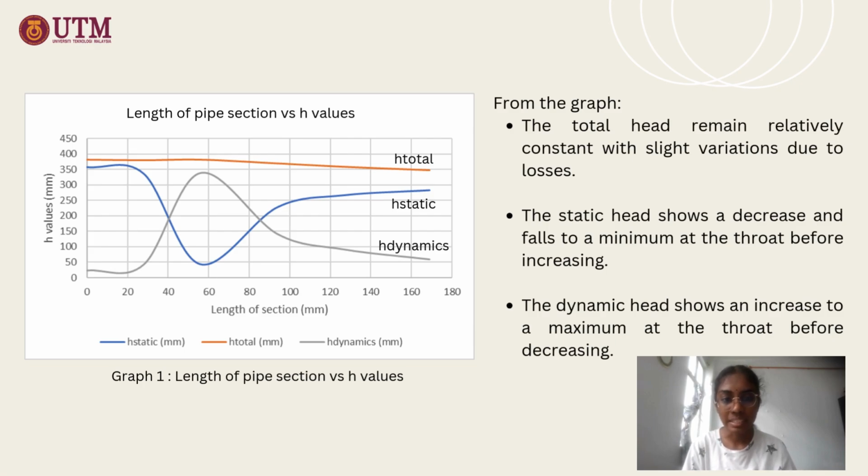First is total head, which the graph shows like a line. Static head shows a decreasing trend and falls to a minimum value before increasing, but did not reach the same value as initial. Dynamic head increases to a maximum point and then decreases.